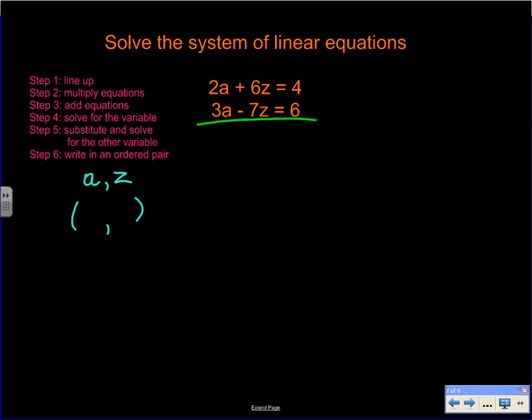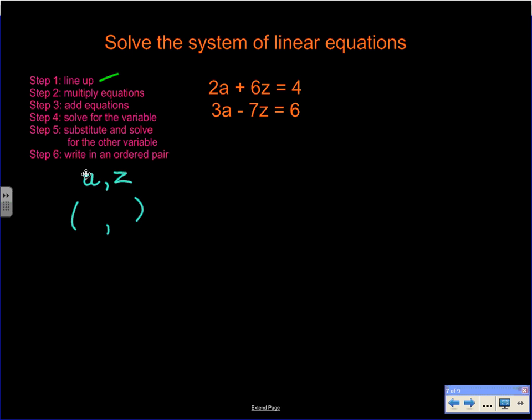Step one, let's go ahead and get this solved here. Step one says line up the like terms. Like terms are already lined up. Boy, that's rocking right there. We like it when things are already done for us.